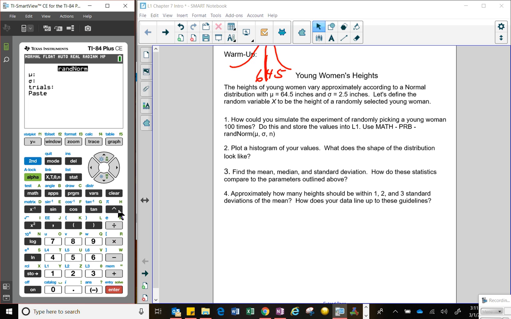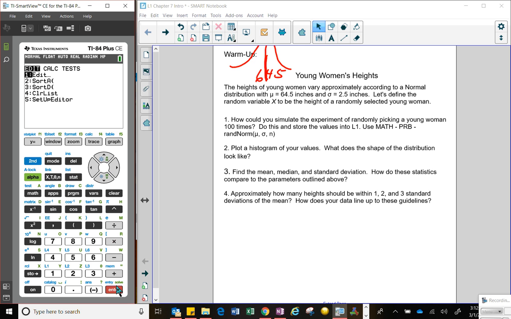So we're telling the calculator we want our normal distribution to have the same mean as the population. So 64.5 inches, standard deviation 2.5 inches, that's what our population is, right? And I want you to randomly pick me 100 women and give me those heights. If I hit paste, it brings me out to the home screen. Now I can store all of those values into L1. So before I hit enter, I'm going to hit STO arrow, that's this button at the bottom here, and then second L1. Hit enter. It might take a minute, but you can see now it's given me all of these heights that are randomly chosen values that fall within that normal distribution.